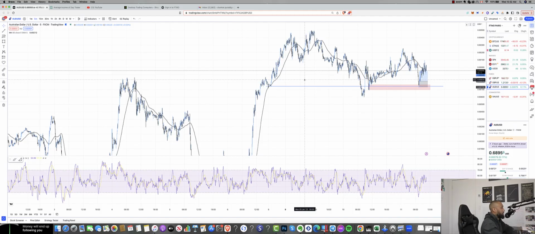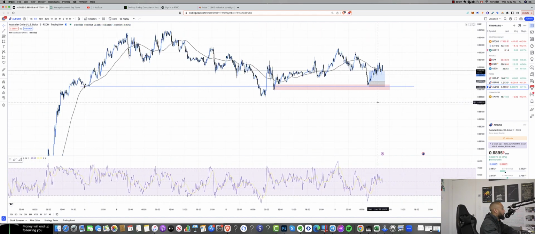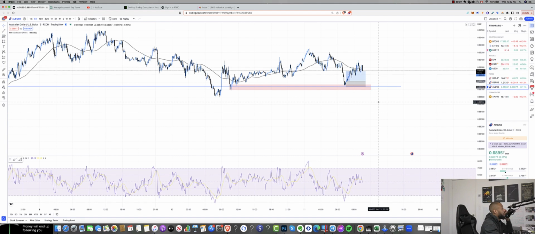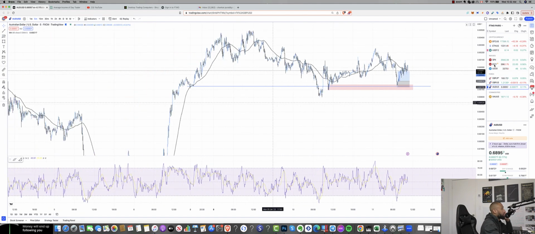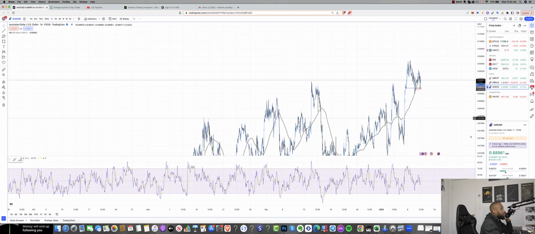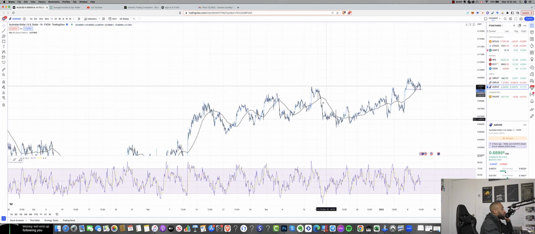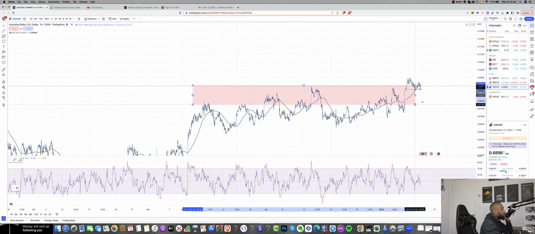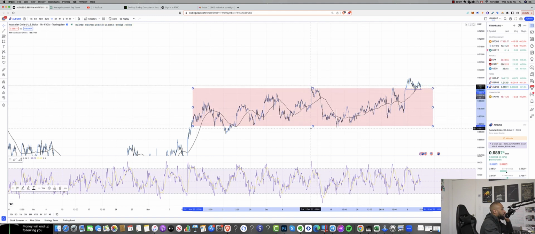Today I took a setup on AUDUSD. Normally I don't trade it, but we did have a zone right here, so you can see. Let me go on to the 1 hour time frame for a minute. You can see we were in a consolidation zone right here.